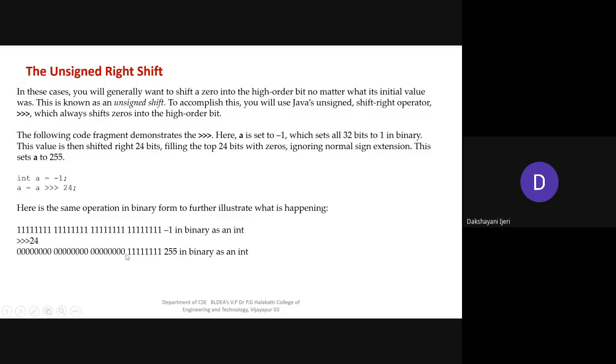So every one is going to be shifted. The rest of the 24 vacant positions from the left side are going to be filled with 0 if it is an unsigned right shift, no matter whatever value you have at the preceding level. Okay, so everything will be shifted in as 0. If you convert this back to the integer, you are going to get the result as 255 over here. So this is how the unsigned right shift is done. Okay, is it clear? Okay, ma'am.